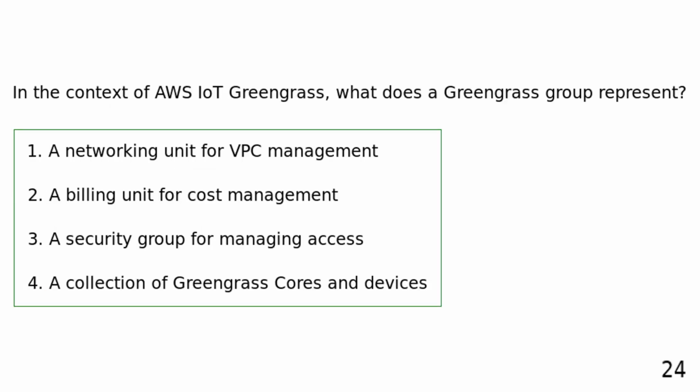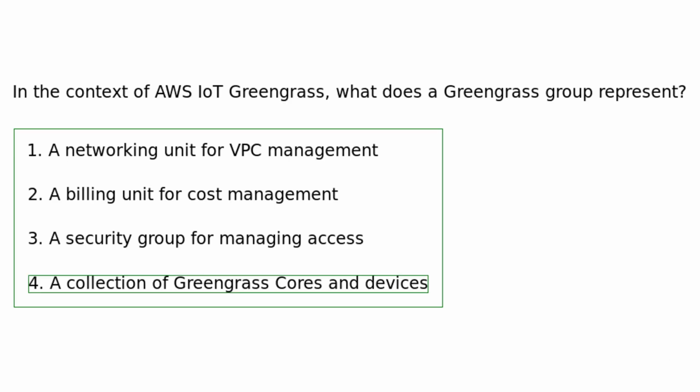In the context of AWS IoT Greengrass, what does a Greengrass group represent? A networking unit for VPC management. A billing unit for cost management. A security group for managing access. A collection of Greengrass cores and devices. A Greengrass group is a logical grouping of Greengrass cores and the IoT devices they manage.